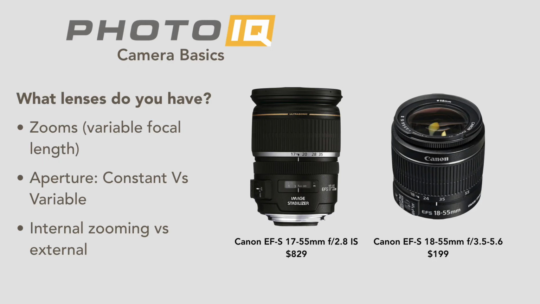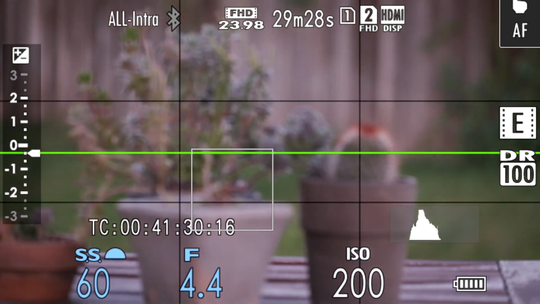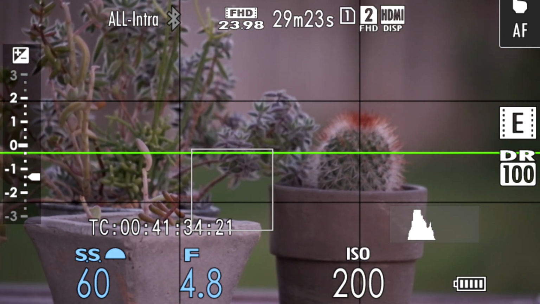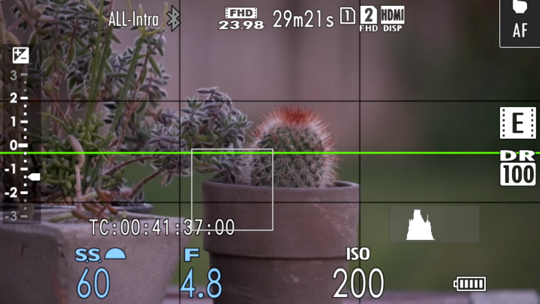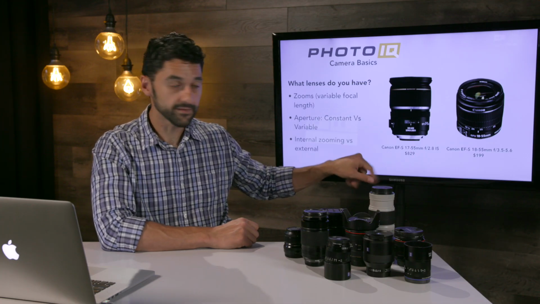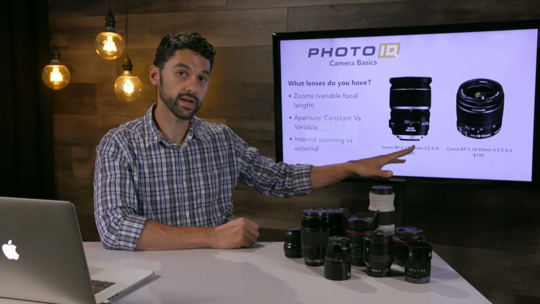It's designed for crop sensor cameras, and it is an f3.5 to f5.6 variable zoom lens, which means as you zoom out, it is going to stop down the iris. Now, versus a constant aperture lens like this one, this is also an EFS lens. It's a 17 to 55, so almost the exact same zoom range, but it is a constant f2.8 aperture.